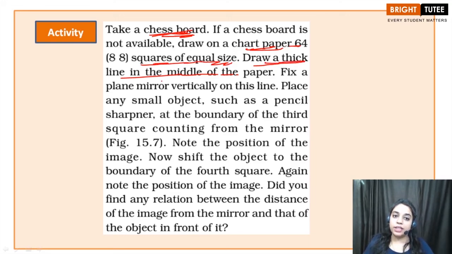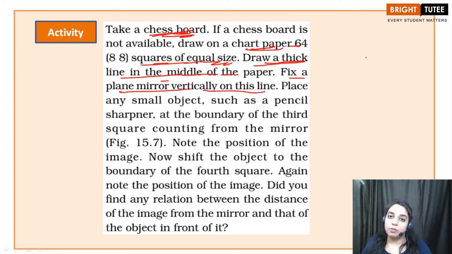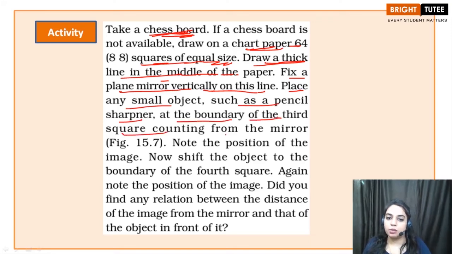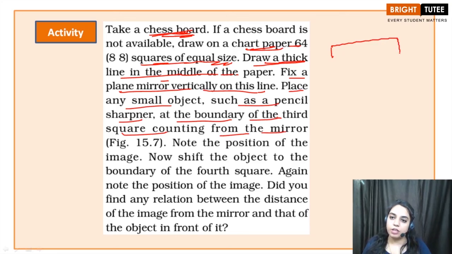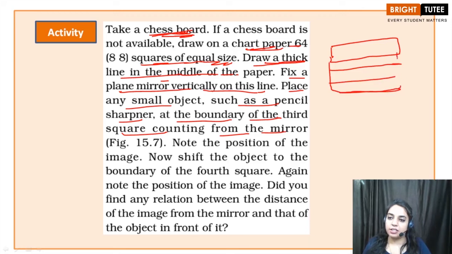Now you have to draw a thick line in the middle of the paper. Fix a plane mirror vertically on this line. Place any small object such as a pencil or sharpener at the boundary of the third square counting from the mirror. So suppose here you have the mirror, and these are the squares of the chess board. You will count 1, 2 and 3. So in the third column you are going to place some object, maybe a sharpener or an eraser.